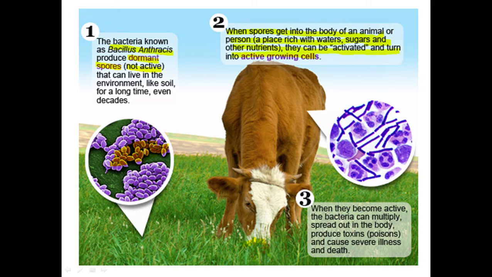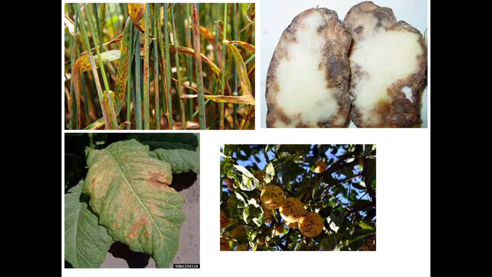Now this dormant anthracis bacteria becomes, you can see here, this long thing, rod shaped, active. When they become active, the bacteria can multiply, spread out in the body, produce toxins, poisons, and cause severe illness. So it may cause death to the animal. So this is the anthrax that is infectious or harmful to both animals and humans.